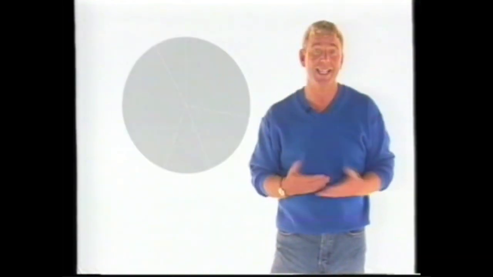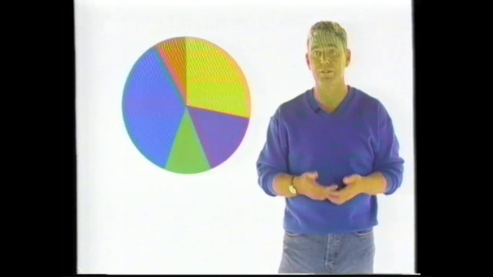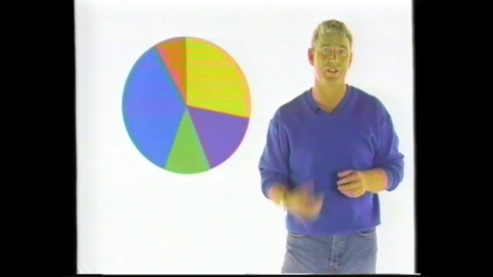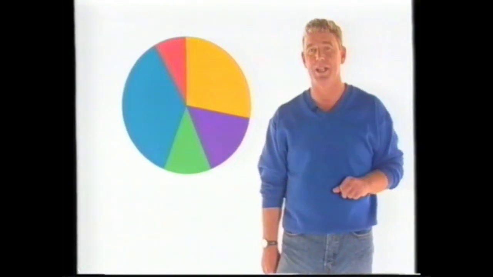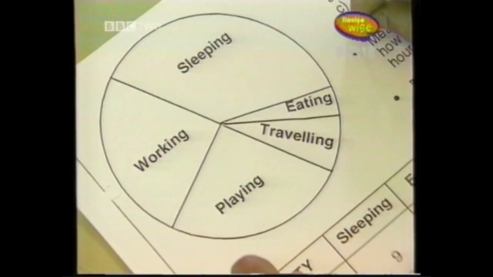There's one more type of chart you might come across in your test, and that's a pie chart. You can guess why it's called that because it's circular like a pie, with the different amounts shown as different sized sections of the pie. The maths team explains. This is a pie chart. It shows you how many hours of the day were spent on a particular task.